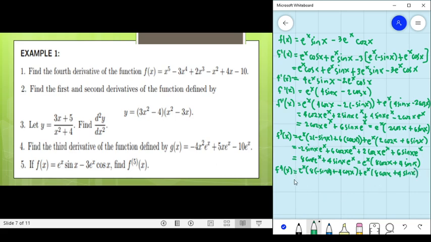So, we can combine these. Negative 8 or positive 4, and factor out e to the x. Okay? So, negative 8 plus positive 4 is negative 4 sine x. Then 4 plus 8 is positive 12 cosine x. Okay. So the fourth derivative of f of x is e to the x times quantity negative 4 sine x plus 12 cosine x.